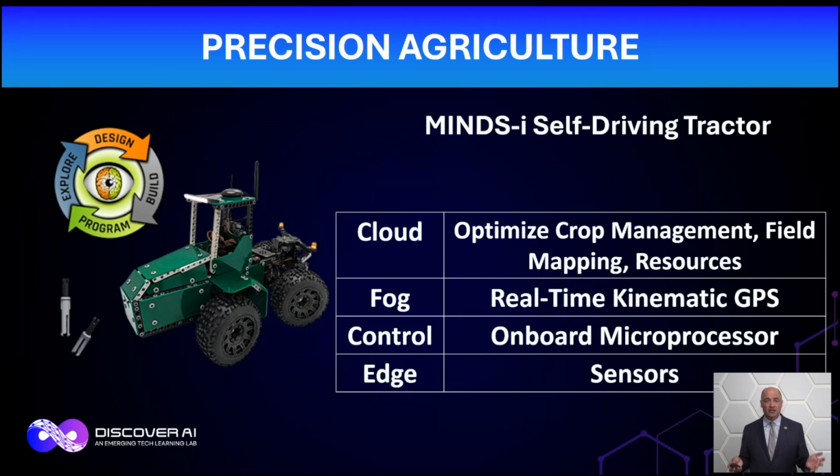Then we use real-time kinematic GPS to be able to track that particular tractor's driving throughout, in this case, a modified field. And so we can do this in the parking lot. We can do this out on the football field. We can teach students how to program that technology and then using cloud level AI to optimize the management of our crops, to map our fields and to map and understand our different resources that go into creating a really, really efficient agriculture environment.